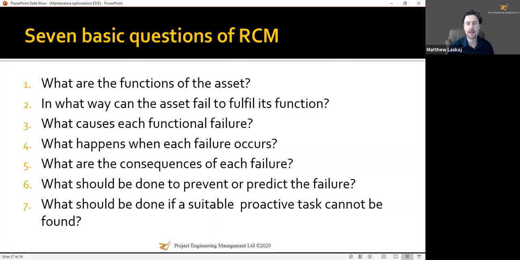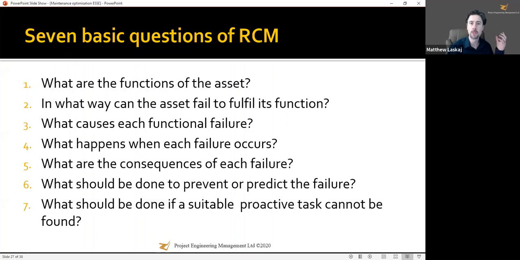In what way can the asset fail to do that function? How can it stop delivering that level of functionality that we need? What causes that failure? When the failure occurs, then what? Okay, so what are the consequences of the failure? Now that we know the consequences of the failure, do we need to do something about it? Can we just let it run to failure and then have a spare part sitting there?